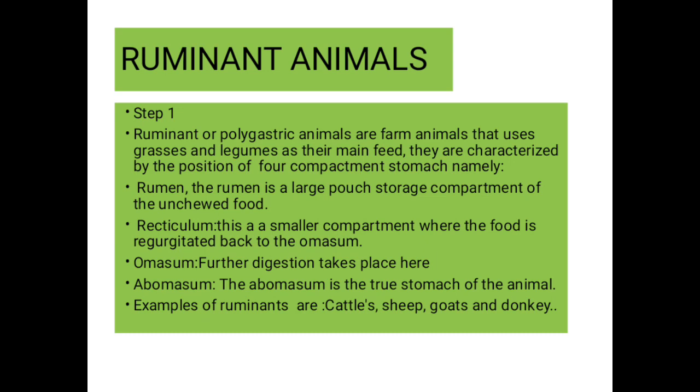And then also we have the reticulum. We said this is a smaller compartment where the food is regurgitated back to the omasum. Further digestion takes place in the omasum. It further digests the food. And then lastly, the abomasum is the true stomach. Every food that will be useful to the animals is stored in the abomasum. Examples of these ruminant animals are cattle, sheep, goats, and donkeys. So let's move over to the next slide.